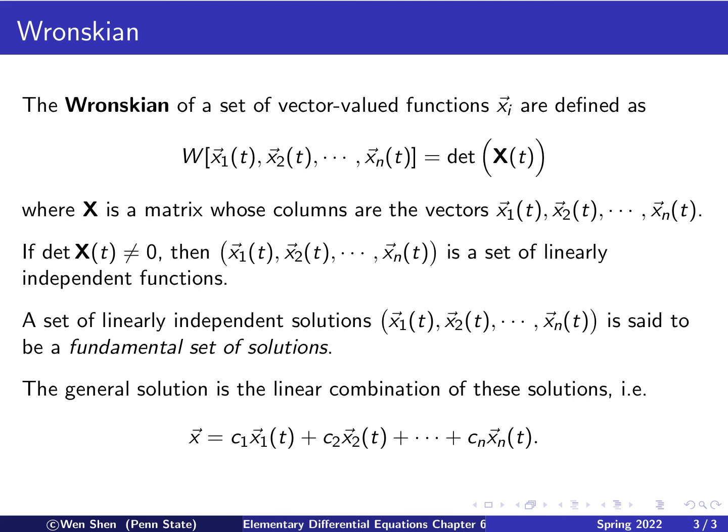So this property suggests the following solution strategy for first-order homogeneous systems of linear equations. That is, we will aim at finding n linearly independent solutions, x1, x2 to x_n, if it's a system of order n, and we verify those n solutions are linearly independent, and then we can use them to form the general solution. Okay, so this short video ends here.